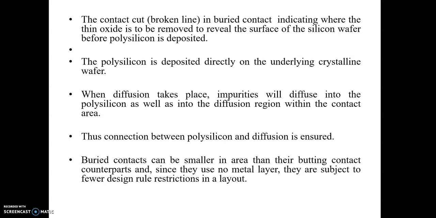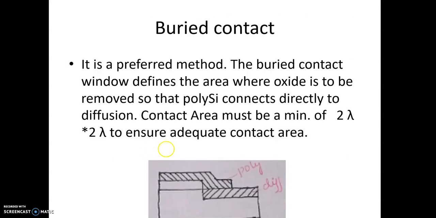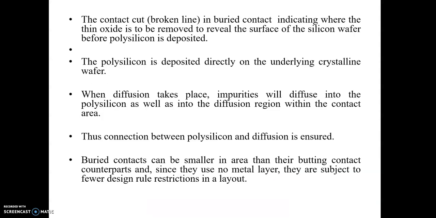Here, if you look at the diagram, there is a direct connection between the polysilicon and the diffusion. There is no intermediate metal. Polysilicon and diffusion, they are directly connected. This is more reliable and more economical connection compared to the other two.